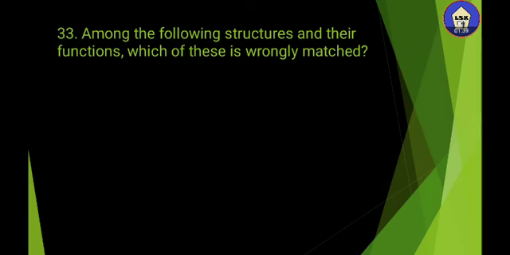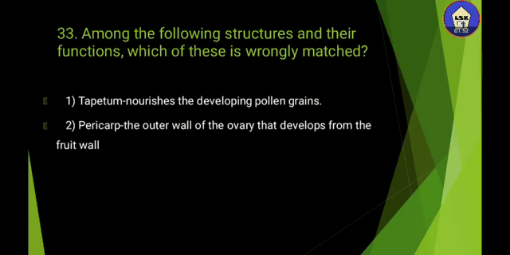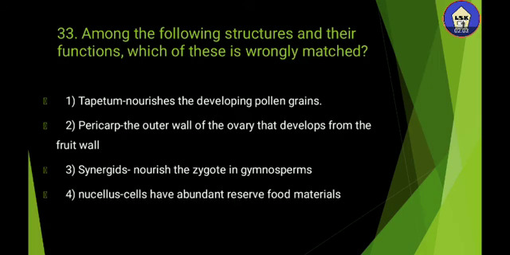Question number 33. Among the following structures and their functions, which of these is wrongly matched? Tapetum nourishes the developing pollen grains. That is true. So they are asking the wrongly matched one. Pericarp, the outer wall of the ovary that develops from the fruit wall. Correct. Synergids nourish the zygote in gymnosperms. Nucellus cells have abundant reserve food material.